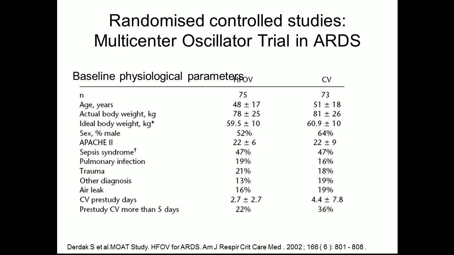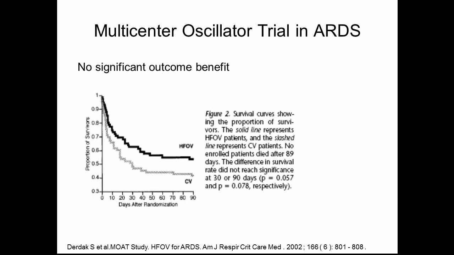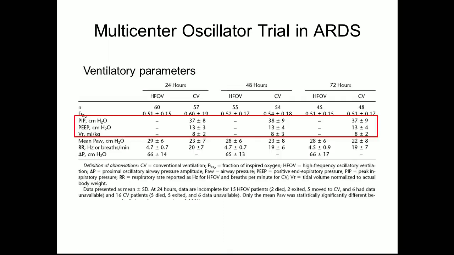Then Derdak's paper, published in the Blue Journal in 2002, was the first large randomized control study looking at oscillation versus conventional ventilation. And we'd probably recognize the illness severity scores as representative of what we would see. As you'd expect, the mean airway pressures are higher on conventional ventilation. On HFOV, you have better gas exchange. And it fell short of that magical 0.05. So with high-frequency ventilation, there's a trend towards better clinical outcome, but it did not achieve significance.